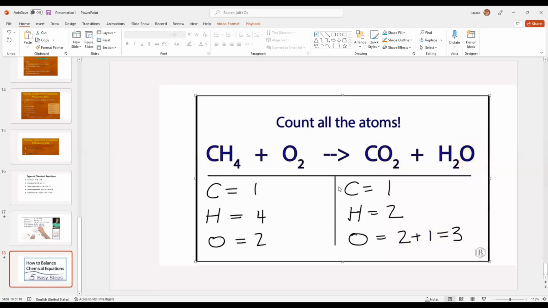I'll start by balancing the hydrogen. If I put a 2 in front of this hydrogen, 2 times 2, that'll give me 4, and that'll fix the hydrogen. But now I have 2 oxygen, and 2 times 1 is 2 oxygen. That gives me a total of 4 oxygen. But that's good, because now if I put a 2 right here and change the coefficient, 2 times 2 equals 4, and now everything is balanced.